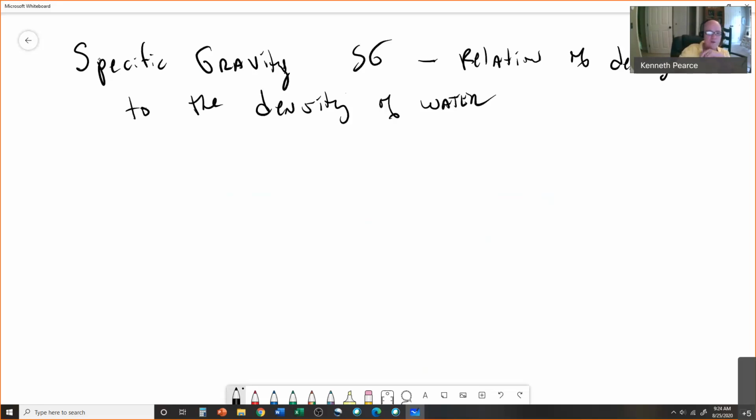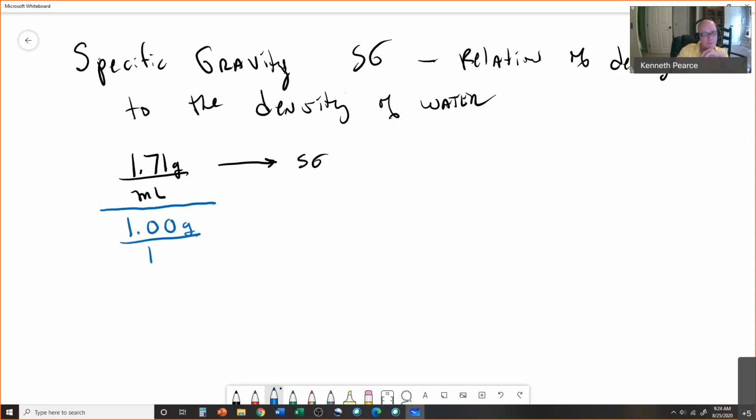Okay, and the way it works is like this. Let's say you have 1.71 grams per milliliter, just some density, and I want to go to SG. Well, what you do is, when we say a relationship, usually what we mean is we're going to be dividing. And so what we do is we divide by the density of water. And the density of water, for our purposes, is 1.00 grams per milliliter. And that's the density of water.